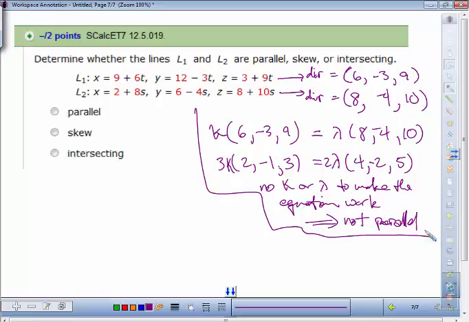Okay? So we can cross that out. The next thing to check is if they intersect. Now these are parametric equations.